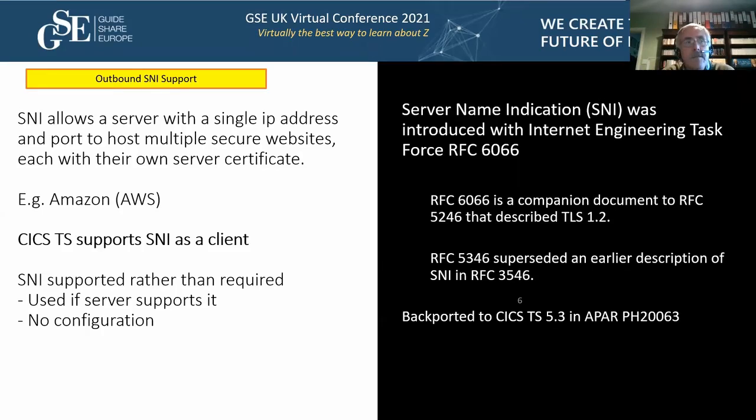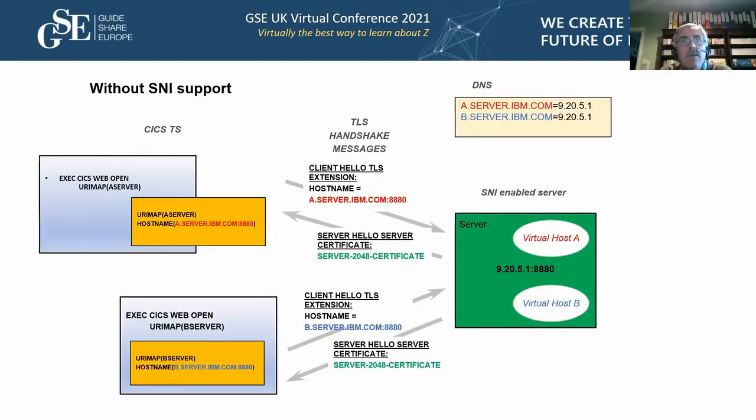So CICS is supporting SNI as a client so that we can go outbound to a server that supports SNI and get the appropriate certificate back. It's supported without any configuration being required. This all happens under the covers, and it is something that we have retrofitted because of various customer demand back to 5.3 in APAR PH 263. Now, I'll just show you exactly what SNI is all about.